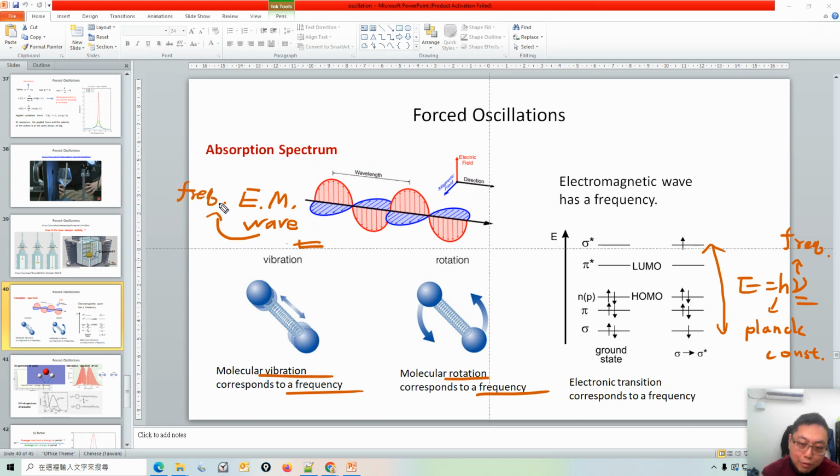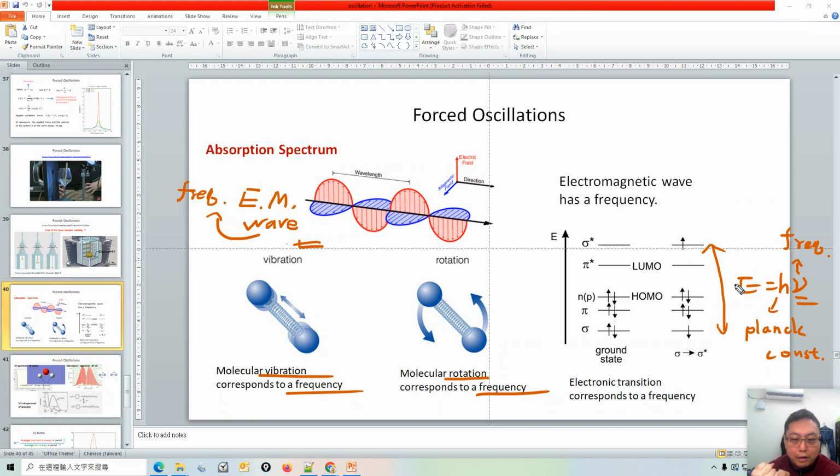Yeah, a wave has a frequency, right? Remember that in your high school physics, a wave also has a frequency. Now we apply an electromagnetic wave to your molecule. This is the applied frequency; you apply a frequency to your system. When the applied frequency equals the vibrational frequency, or the rotational frequency, or the frequency of the electronic transition, at that moment resonance happens. The molecule just sucks up your energy and does absorption.